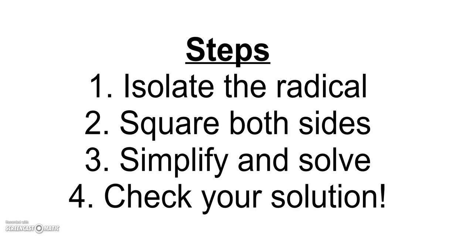The first thing that you want to do is isolate the radical. If you don't know what the radical is, it's the square root. Then the next thing you're going to do is square both sides. Step 3 is to simplify and solve, and then step 4 is to check your solution. You always want to go back and check your solution just to make sure it's true, because you could have extraneous solutions.